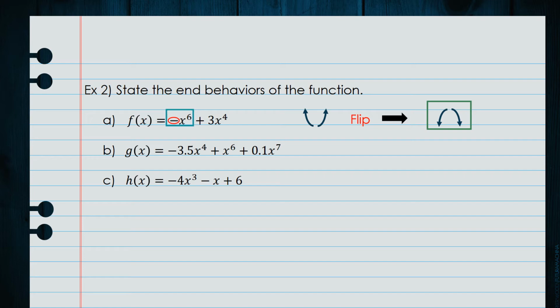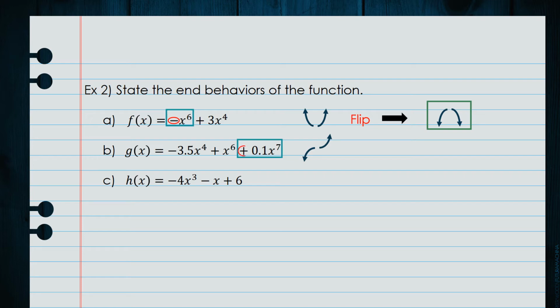For b, we have g of x equals negative 3.5 x to the fourth plus x to the sixth plus 0.1 x to the seventh. Again, to identify the end behaviors, we must find the leading term, which in this case is 0.1 x to the seventh. We look at the degree. Notice it's odd, which means we're thinking they're going to be going opposite directions. Down on the left, but up on the right.